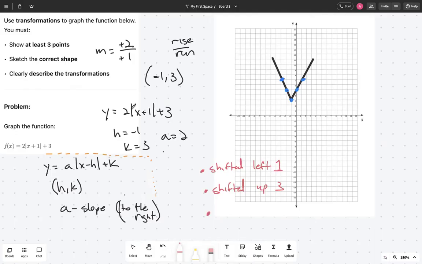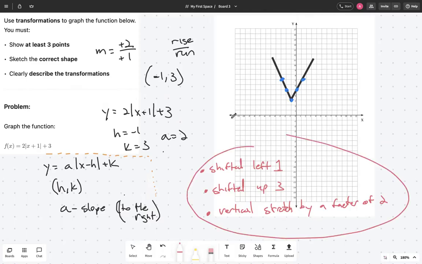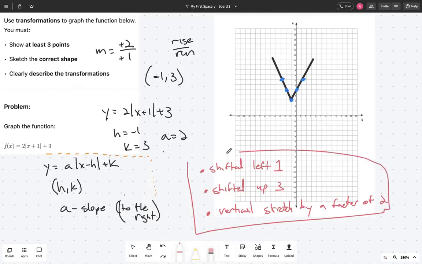Lastly, we have a, and we know when a is greater than 1, we have a vertical stretch by a factor of 2. So that's it. Those are the graph points we have from our initial function to the graph. We have 3 points. We have the correct shape, and we just described the transformations down here. So that would be the answer to the problem. This transformation list and this graph right here.